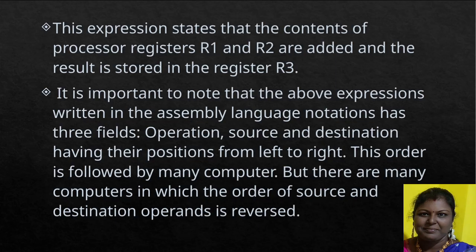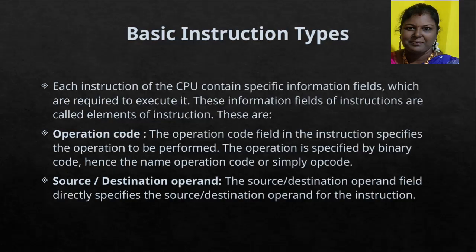Every instruction a CPU executes is made up of specific parts. We call these the elements of an instruction. First, there's the operation code, or opcode. This tells the CPU exactly what operation to perform, encoded in binary. Then, we have the source or destination operand fields. These point to the data the instruction will use or modify. Understanding these elements is key to grasping how instructions work at the most basic level. Next, we'll look at the main types of instructions the CPU handles.